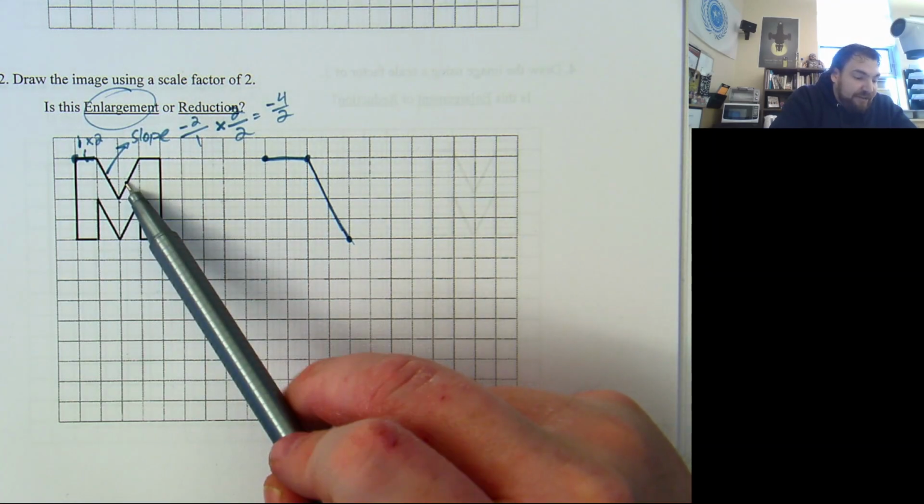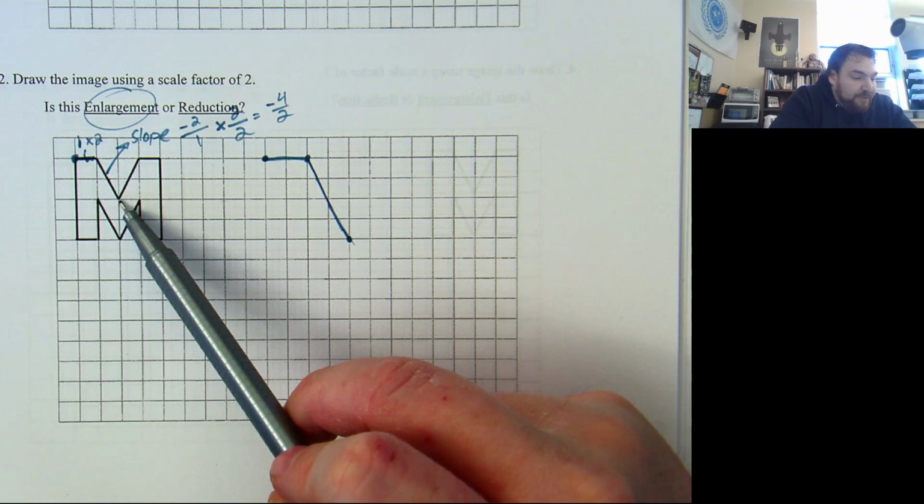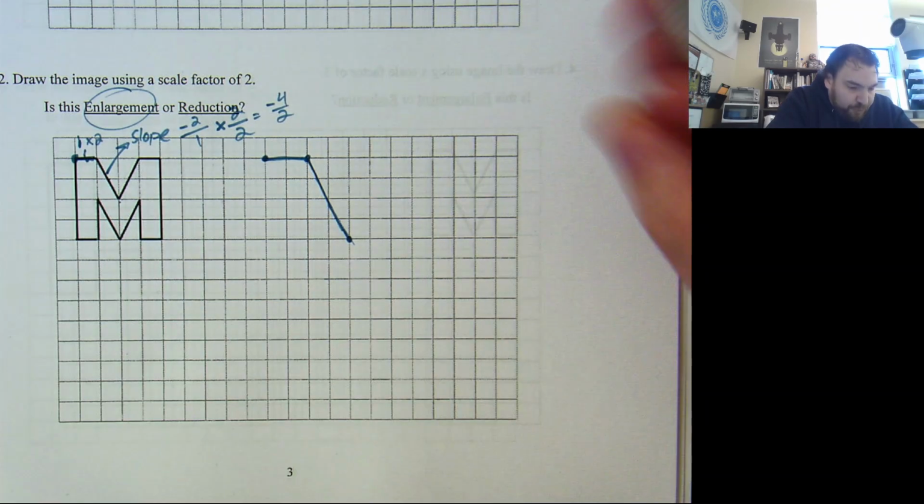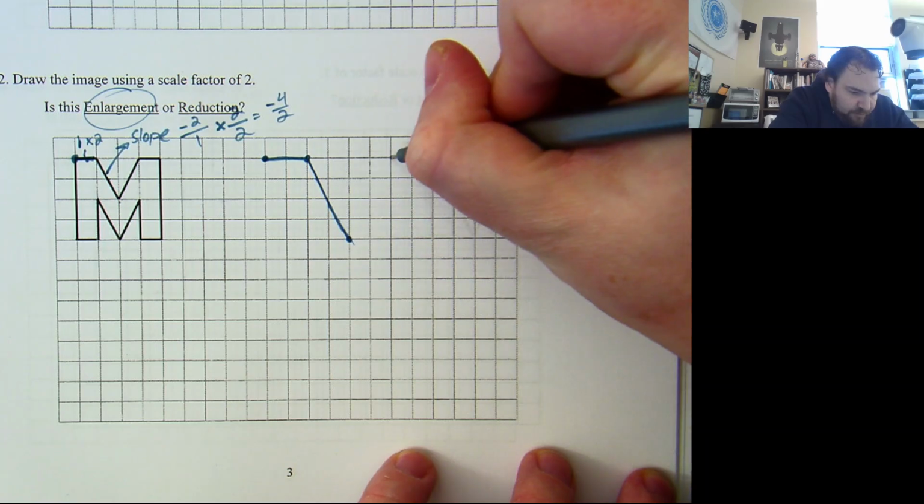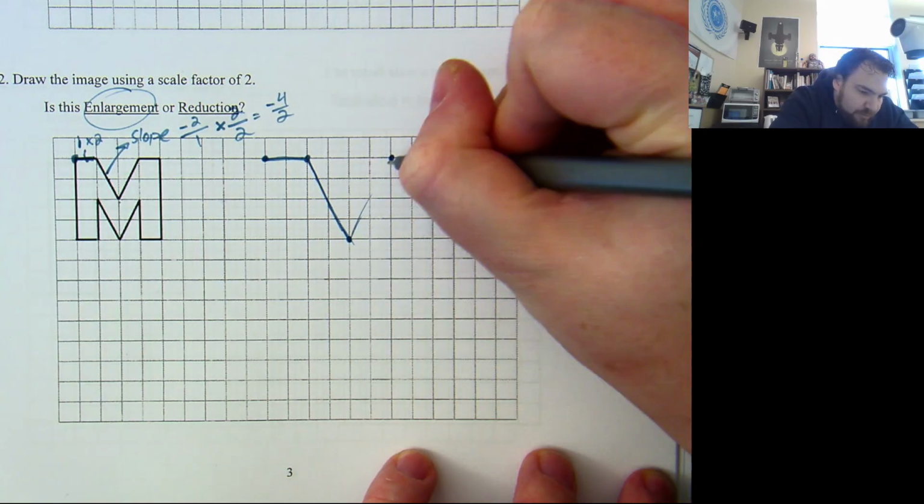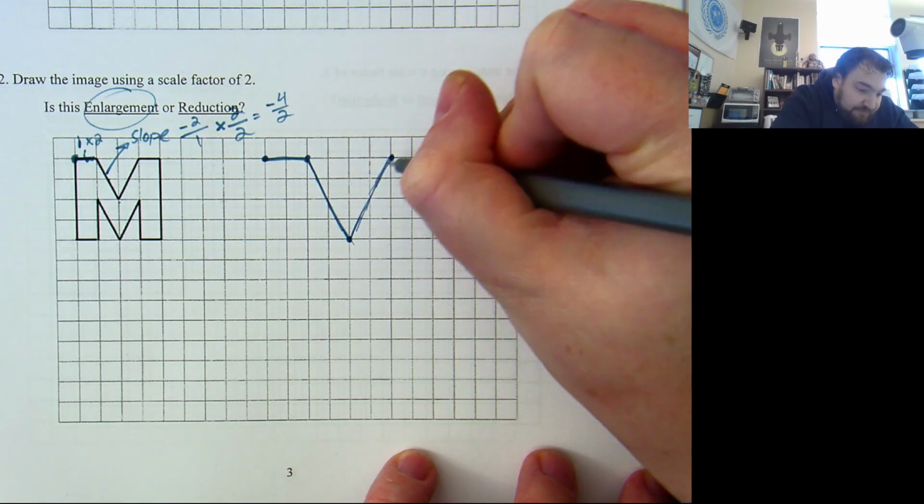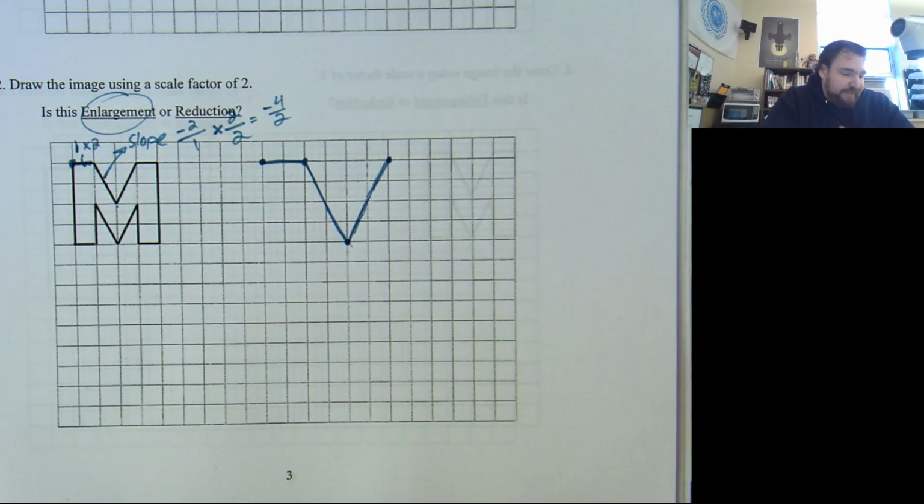Likewise, we've got another diagonal here. This one went right 1, up 2. So we're going to go right 2, up 4. And sketch it freehand as straight as you can. Unless you want to pull out a ruler, you're welcome to do that as well.